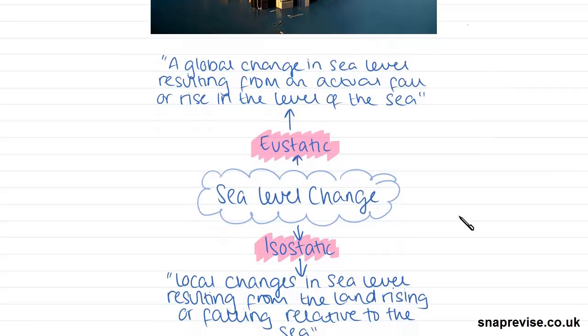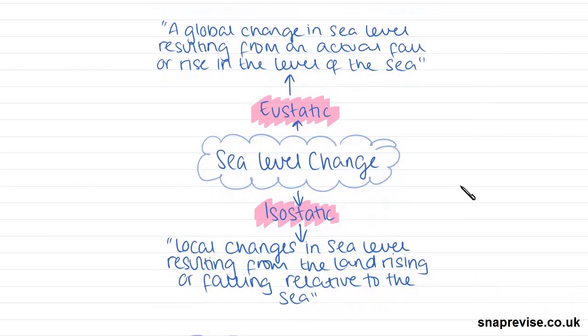And we have two different types of sea level change that we're going to learn about, being eustatic sea level change and isostatic sea level change. And it's important to be able to distinguish between the two of them. So eustatic change is a global change in sea level resulting from an actual fall or rise in the level of the sea. So we need to remember, and it's really important, that eustatic is in relation to the changing levels of the sea.